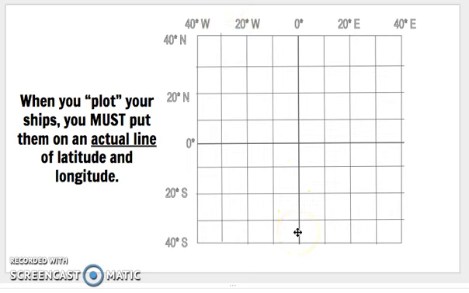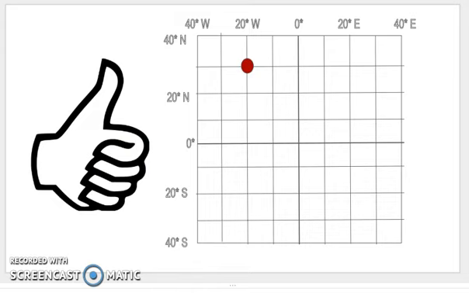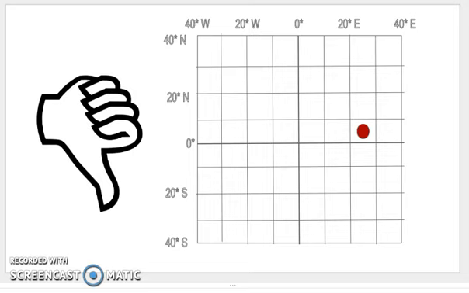Okay? When you plot your ships, if you've ever played Battleship before, you must put them on an actual line of latitude and longitude. Now, we know in the real world there can be lines of latitude and longitude that are not exactly pinpoint on the graph, but for this game, you are going to make sure you put them on an actual line. So for example, this would be what your dot would look like when you're plotting the dots for your ships. They have to be where two lines meet. You'll not be putting them in random space. Like I said, just for the sake of this game.